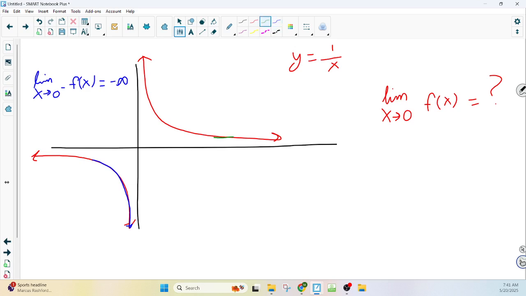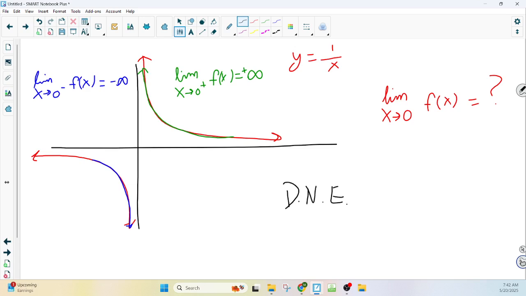Okay, as we come in from the right side, what do you think it is? The limit as x approaches 0 from the right side of the function is going to be positive infinity. Not a bad idea to put a plus there. So that's positive infinity. So does this limit exist, and why? It's kind of a layered question. Does the limit from the left equal the limit from the right? So we say this limit doesn't exist.